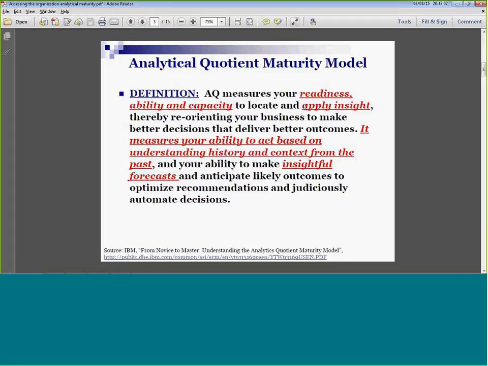Now, that's key because it doesn't say your ability to build models. It doesn't say your ability to make a logistic regression model or your ability to build a decision tree or your ability to build a neural network. It says locate and apply insight, thereby reorienting your business to make better decisions that deliver better outcomes. Better decisions has been a theme from day one for this course.